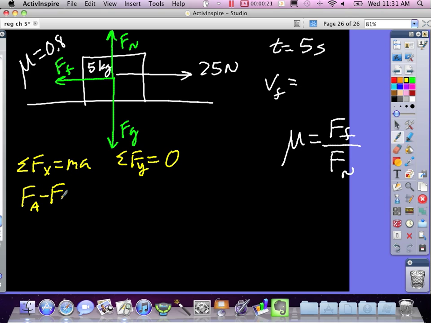FA minus FF is equal to MA. And I'm going to say FN minus FG is equal to 0. Real quickly, I want to call your attention to FG. Notice that FG there has what sign? Negative. So also notice that this term, mathematical term sum, what does that mean? It means add up. So if I put a minus sign here, that means I'm actually adding a negative value, yes? Which means I've already counted for gravity being negative.